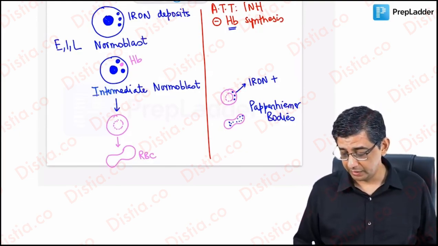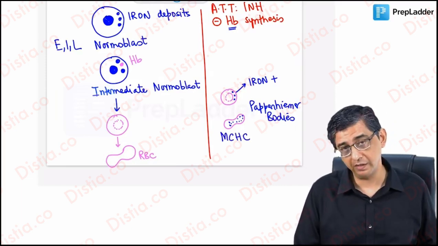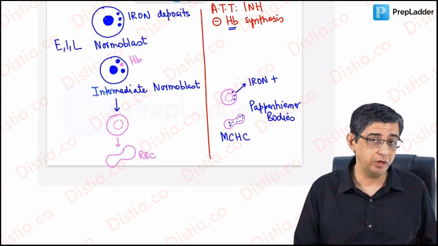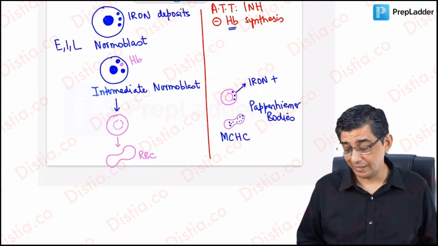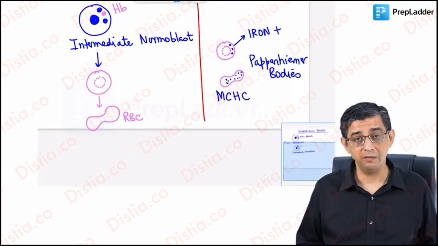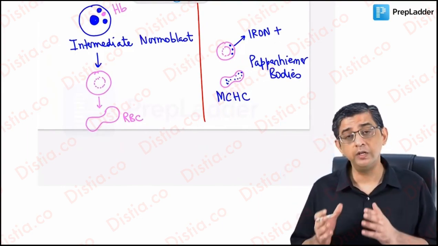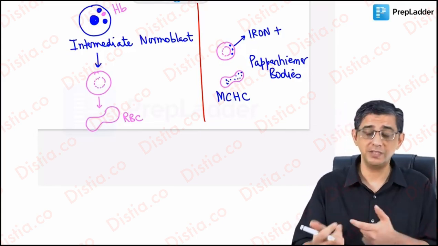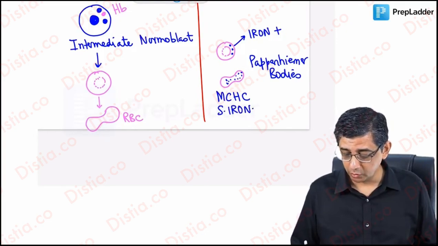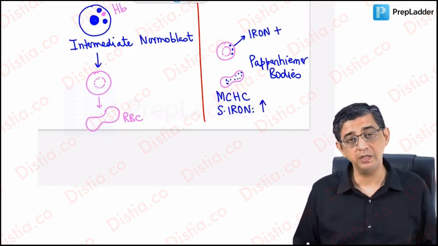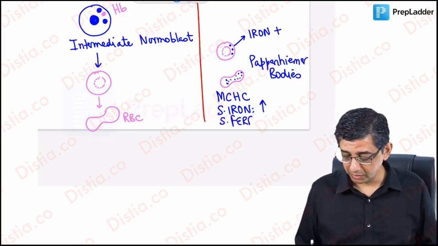I want to highlight that in sideroblastic anemia, the red blood cells that are formed are loaded with iron. Though size-wise they are smaller, they are microcytic, they are hypochromic, and I want you to understand why hypochromic: because hemoglobin is not being formed. They are full of unutilized iron. Now, if you draw a blood sample of this patient and you test for serum iron, because the RBCs are loaded with iron, serum iron will be increased. And if serum iron is increased, then gradually serum ferritin will also be increased.